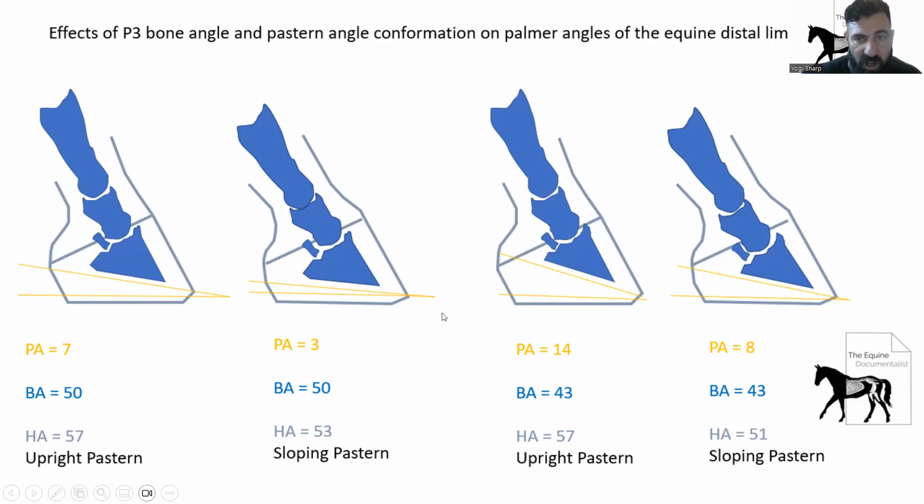And as we'll see later, because of this equation, we can actually monitor our horse's palmar or plantar angle from taking external photos. We don't need x-rays. Once we know the horse's bone angle, from then on, we can monitor its palmar or plantar angle. And I think that's cool.